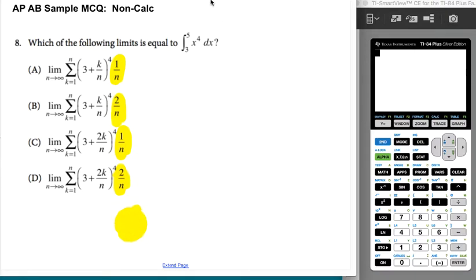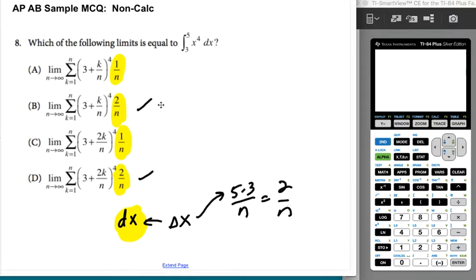So let's just color code that. That is generally dx, or your change in x. The reason that's worth noting is because I noticed that I am going 2 units, right? So 5 minus 3 over n is probably going to be a 2 over n. So it is very likely that it is one of these two answers.